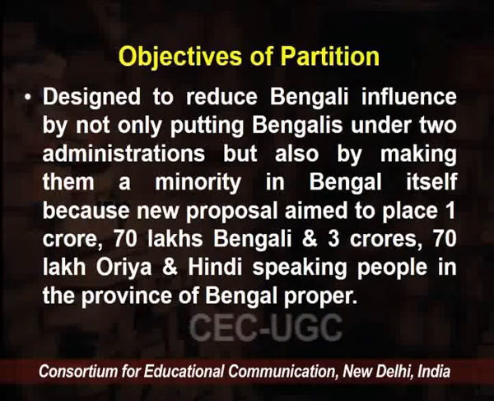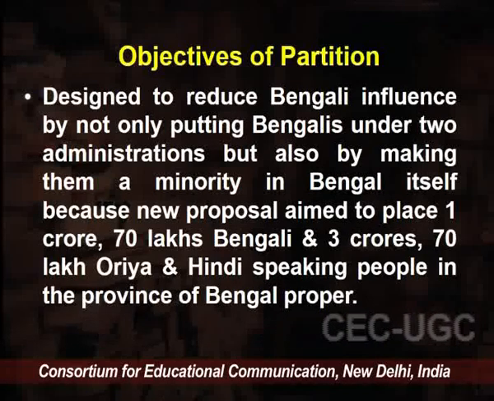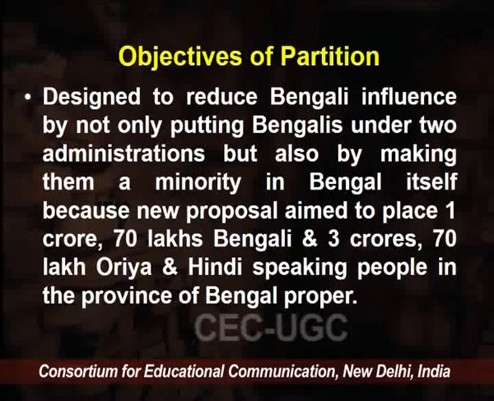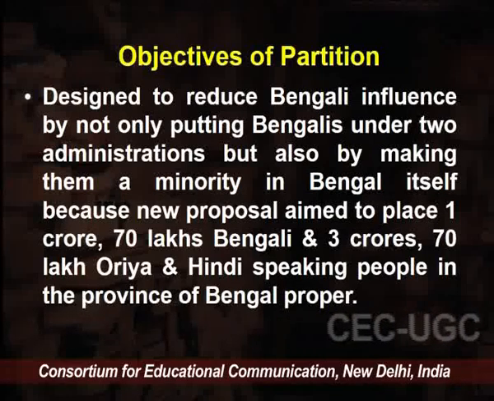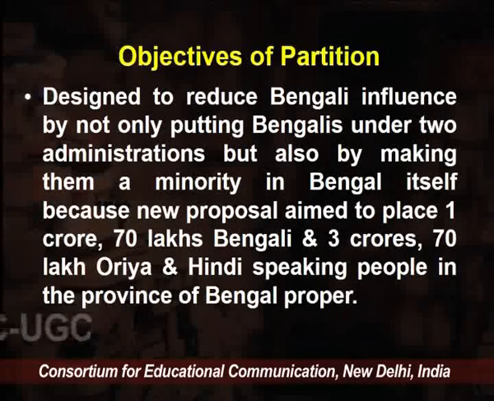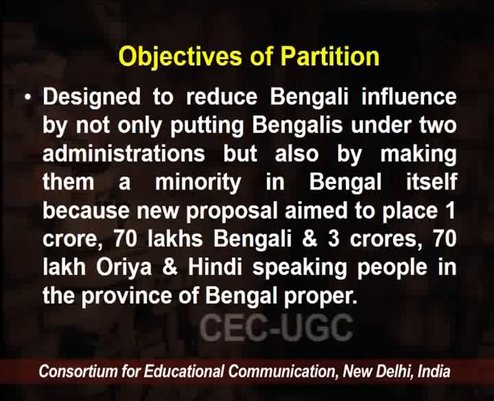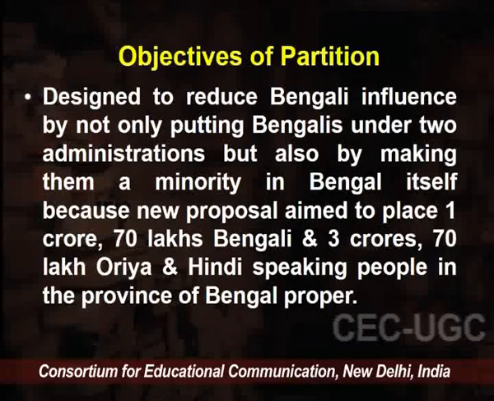So when you see the way the division was affected, we realize how the Bengali influence was to be reduced by not only putting the Bengalis under two administrations, but also by making them a minority in Bengal itself, because the new proposal aimed to place 1 crore 70 lakh Bengali and 3 crore 70 lakh Oriya and Hindi speaking people in the province of Bengal proper.